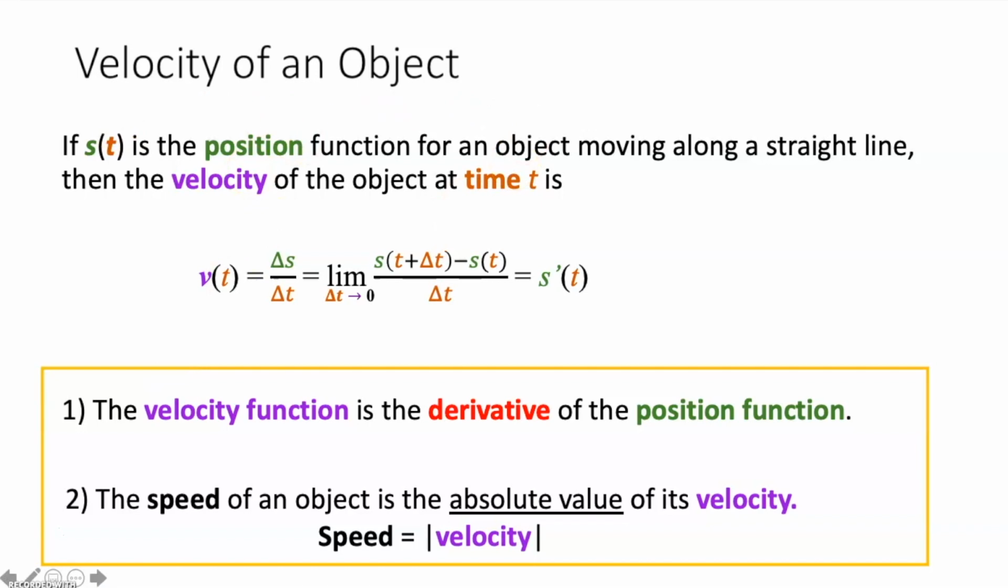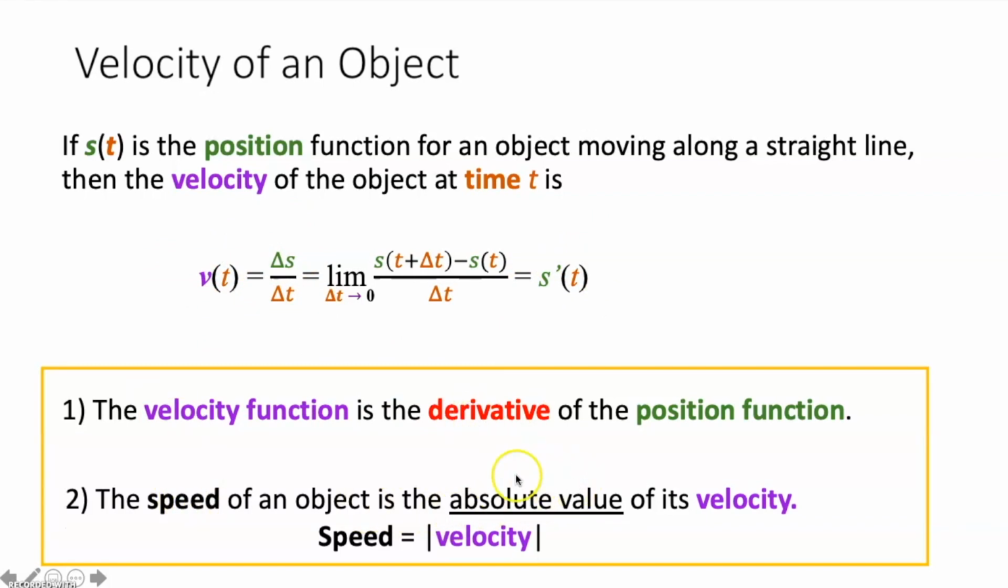Now, the velocity of an object, all this is saying is that your velocity function is equal to the derivative of your position function. So v of t, your velocity function, is equal to s prime of t. So if you take the derivative of your position function, you get the velocity function. That's what this is saying.